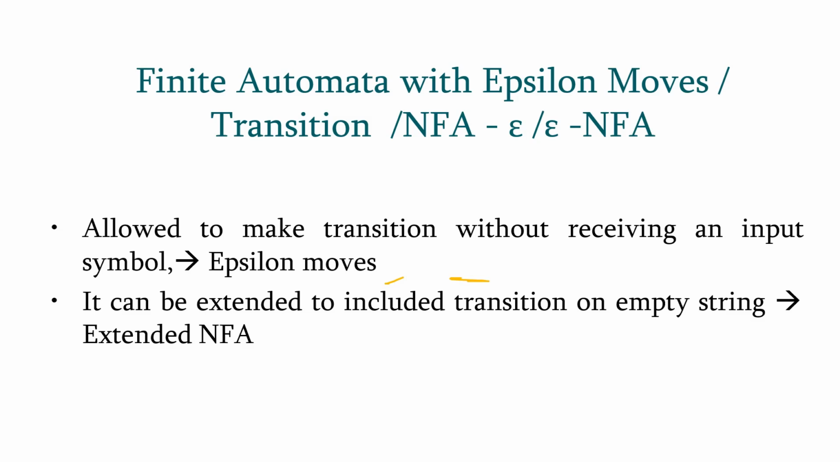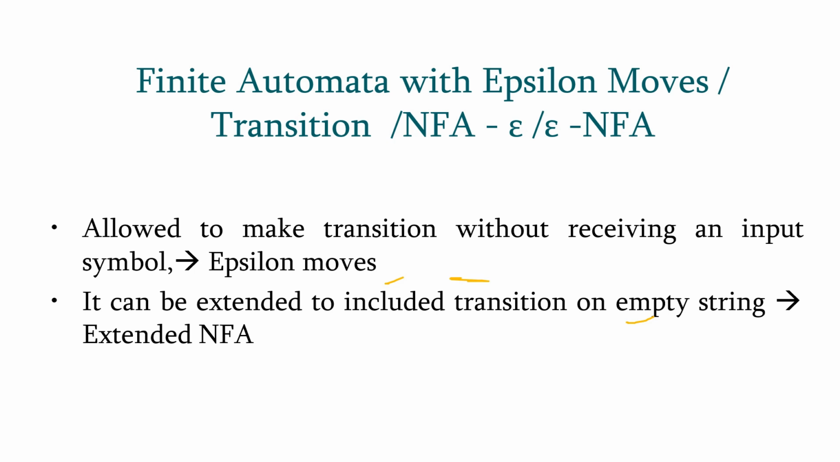Good morning, everyone. So, last time we discussed the conversion from NFA to DFA. In this class, we are going to discuss a new automaton, the NFA with epsilon moves, otherwise called epsilon NFA. We already discussed what an epsilon is. An epsilon is nothing but a null string or empty string.